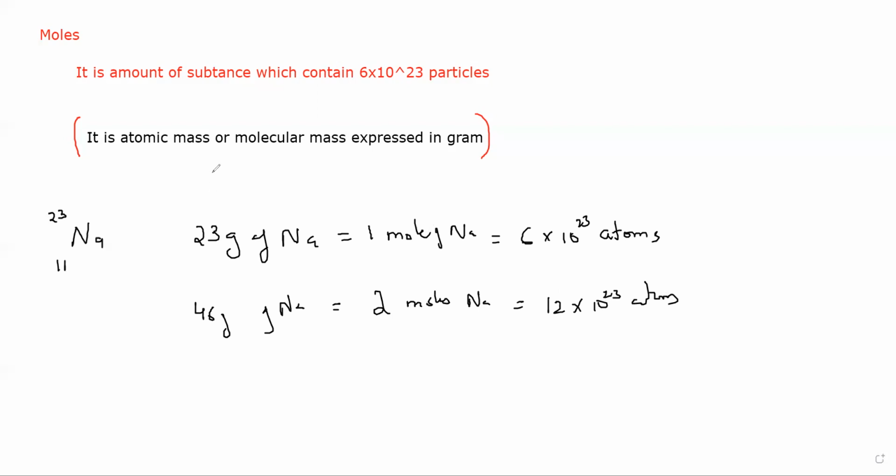Even it can be half mole as well, like half of 23 is 11.5. So if I have 11.5 grams of sodium, it means I have half mole of sodium. And half mole of sodium, how many? 1 mole contains 6 exponent 23. So half mole will have 3 exponent 23 atoms. Is it clear? That's the basic idea about the moles. Basically, if we have atomic mass or molecular mass, when we express that in gram, we call that a mole of a substance.